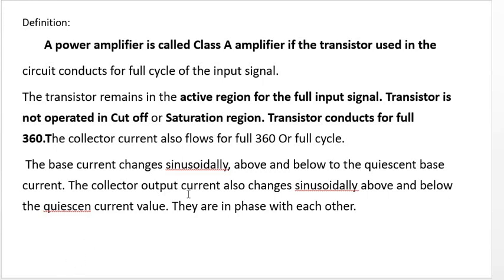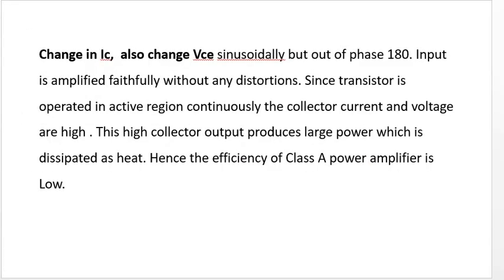Here, the base current changes sinusoidally above and below the quiescent point, or the operating point. So the collector current also changes sinusoidally above and below the quiescent point. They are in phase with each other. That means the output and the input are in phase with each other.